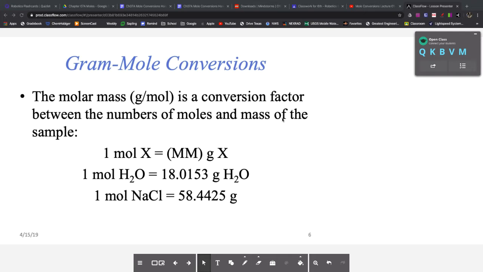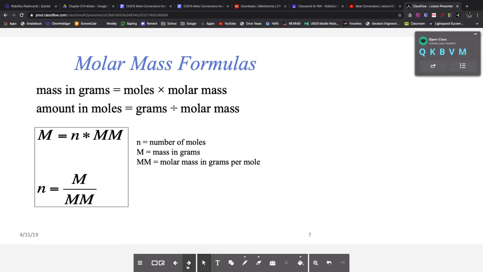So remember that if it's a compound, you have to add all the atomic masses of the elements that are in that compound together. If it's just an element, you just look up the atomic mass off the periodic table. We can also use it as a mathematical formula if you need that as a crutch to help you figure that out. If you're looking for the mass, then it's the number of moles times the molar mass. If you're looking for the number of moles, it's the mass divided by the molar mass.